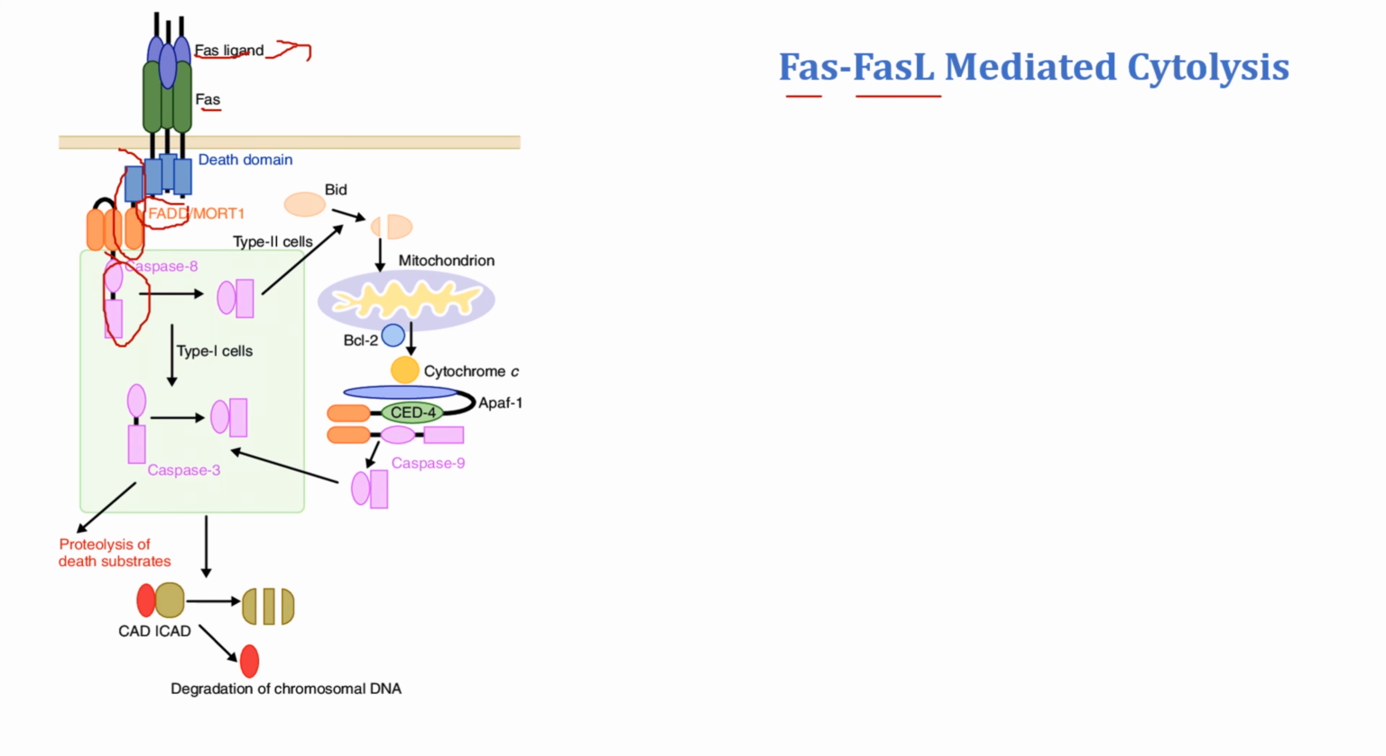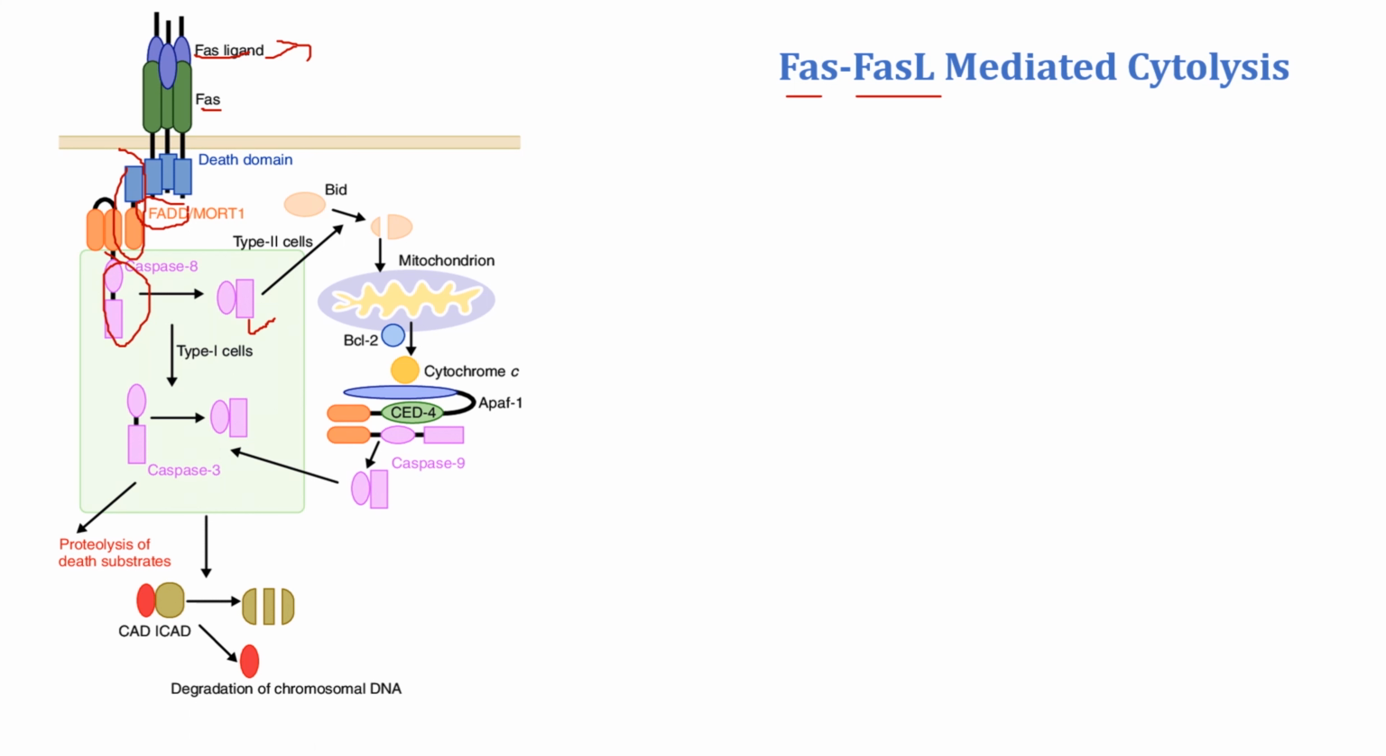Procaspase 8, okay, is an inactive precursor form of caspase 8. Now, within the DISC, procaspase 8 undergoes autoactivation and cleavage, converting it into the active form, caspase 8. Okay? The active caspase 8 then initiates a cascade of proteolytic events ultimately leading to apoptosis.